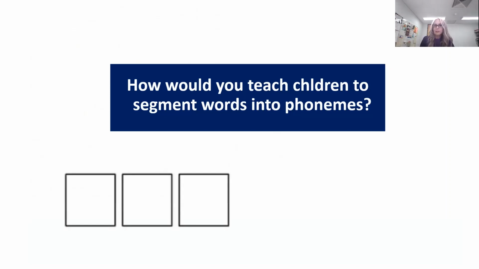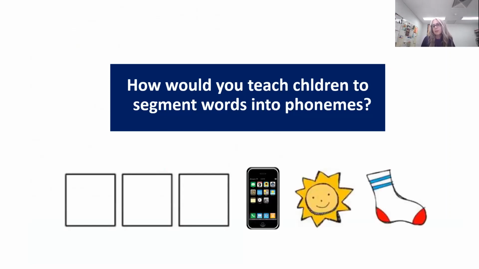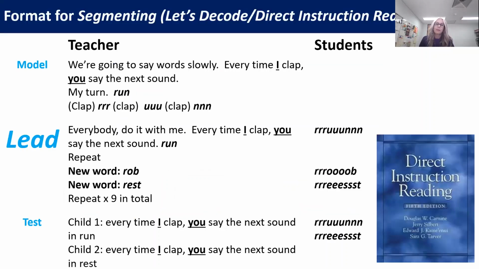Here's our Elkonin sound boxes, if you like, and here are 3 items that will fit neatly into them. F, O, N, S, A, N, S, O, K. So when we're breaking them into sounds, that's indeed what we are doing. So this is a format for segmenting, and this is segmenting for reading, but it does have a nice spin-off back to spelling, and it's from direct instruction reading, and it's called Let's Decode. It's something I do in schools.